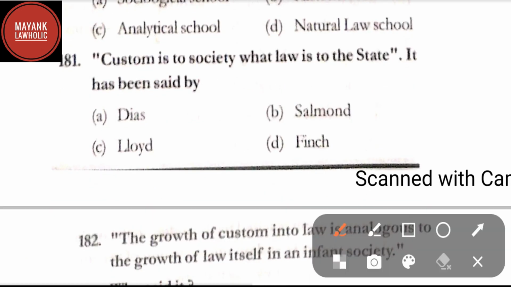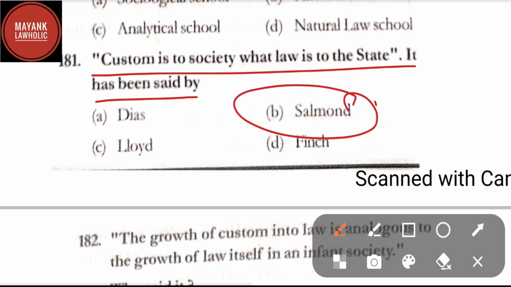Question number 181. Custom is to society what law is to the state. It has been said by option A, Dice. Option B, Salmon. Option C, Lloyd. And option D, Finch. Here in question number 181, correct answer is option B, that is Salmon.